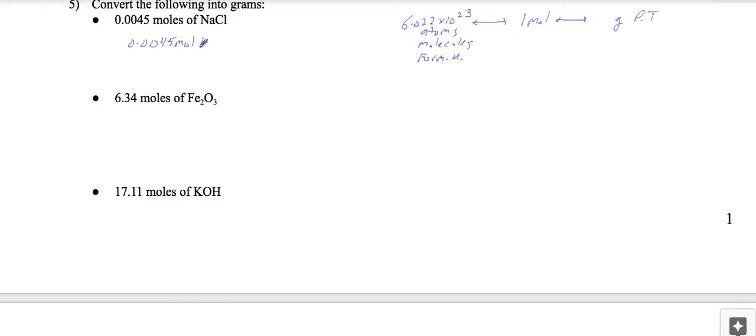So here's my moles of sodium chloride. 1 mole. Notice my labels. And 58.45 again comes from adding up sodium and chlorine on the periodic table. Sodium is 23, chlorine is 35.45, so we end up with 58.45, and that gets us a value of 0.26 grams of NaCl. And these would be treated the same way.